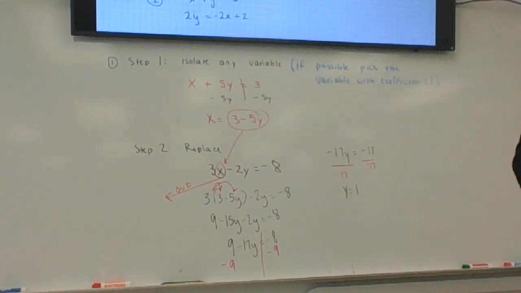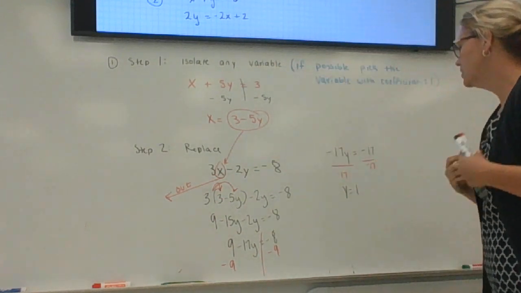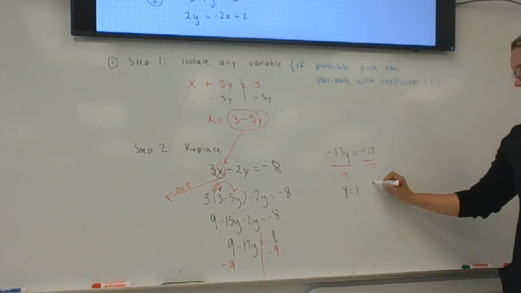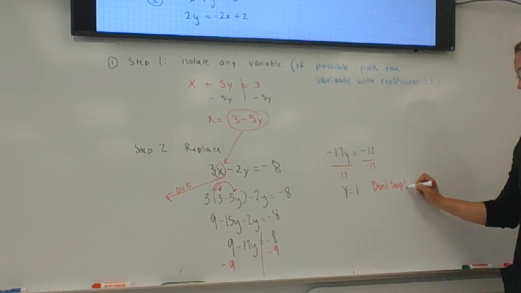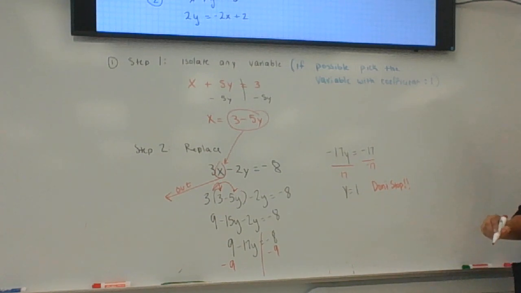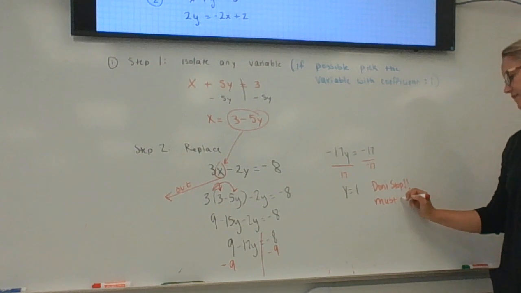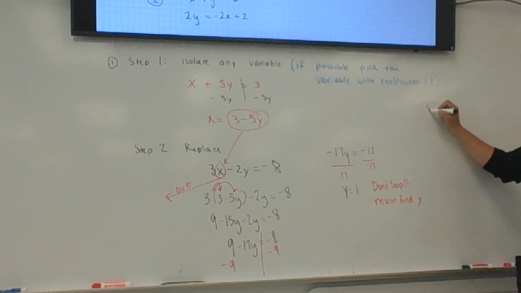Well, we're looking for an ordered pair. We're looking for the place that these two lines would cross. So if this was graphed and this is graphed, where would they cross? So we can't stop there. Don't stop. You must find x. Or vice versa: if you found x, you must find y.